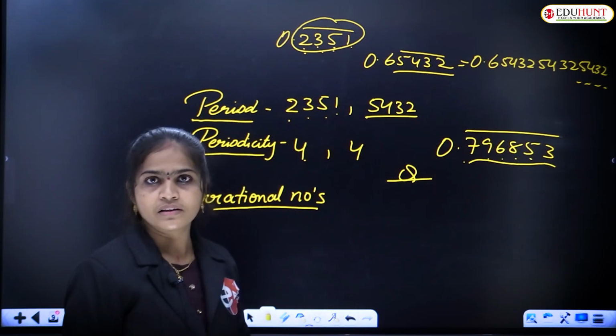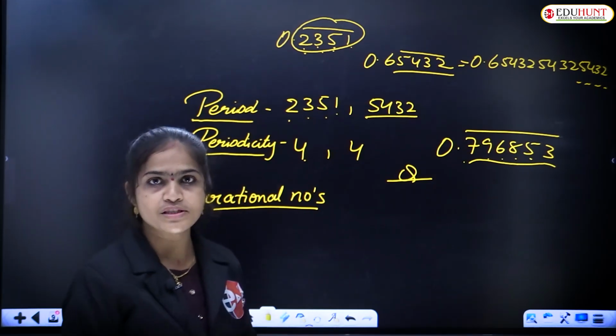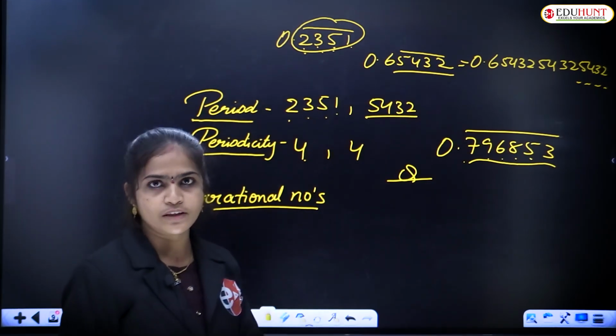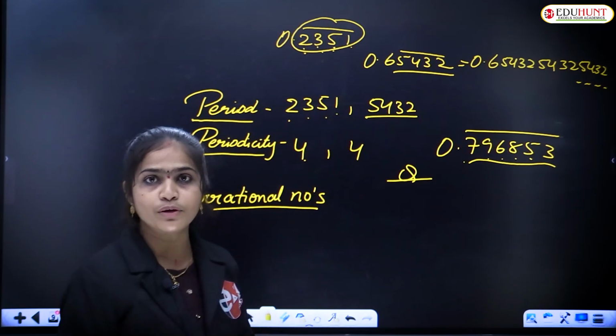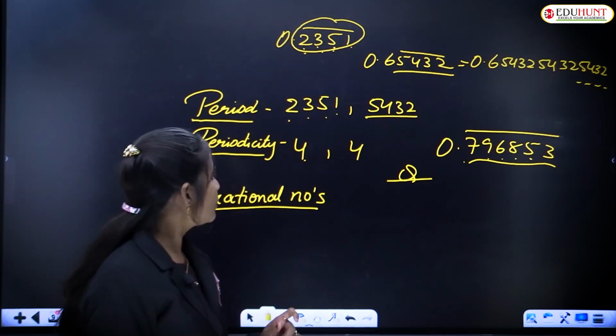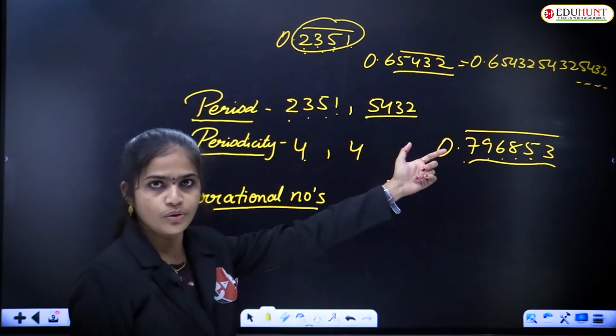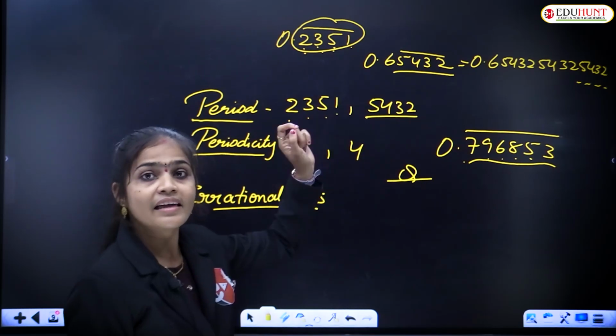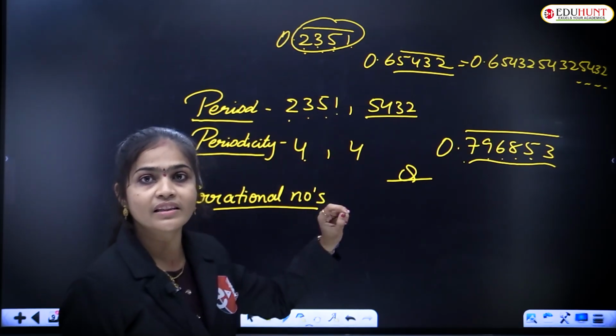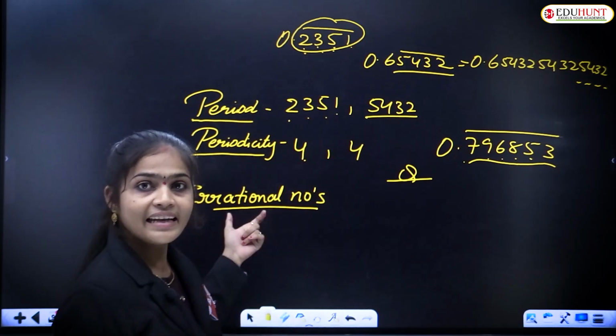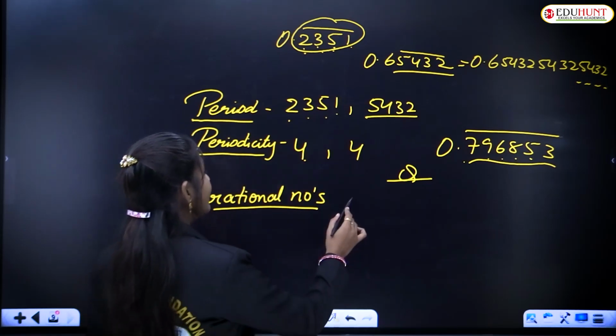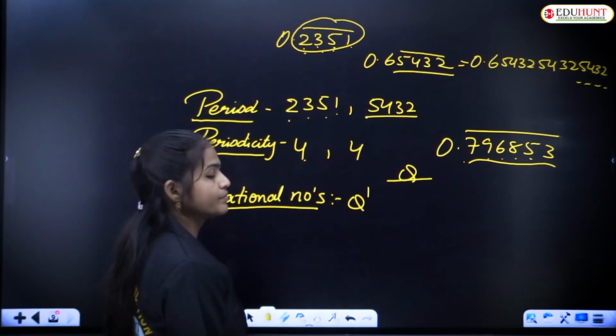2 by 1 is the rational form, but its value is 2. 4 by 2 is also a rational number, but its value is 2. So it always depends on the quotient only. That's why rational numbers are denoted with the letter Q and irrational numbers are denoted by the letter Q dash.